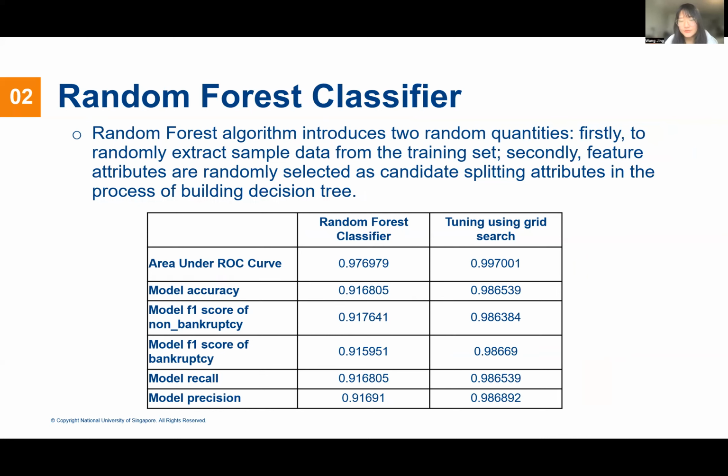Random forest introduces 2 random quantities. Firstly, it randomly extracts sample data from the training set. Secondly, feature attributes are randomly selected as candidates in the process of building the decision tree. Because of the 2 random quantities, the random forest is insensitive to noise and overcomes the problem of overfitting. Through different parameter combinations using grid search, the accuracy of the model improved a lot. The area under the ROC curve value also increased to 99%.